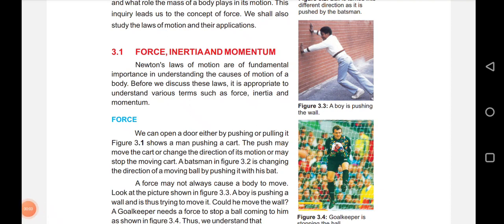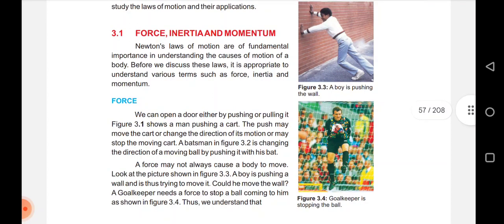Bismillahirrahmanirrahim. Force, inertia, and momentum. Newton's laws of motion are of fundamental importance in understanding the causes of motion of a body. Before we discuss these laws, it is appropriate to understand various terms such as force, inertia, and momentum.